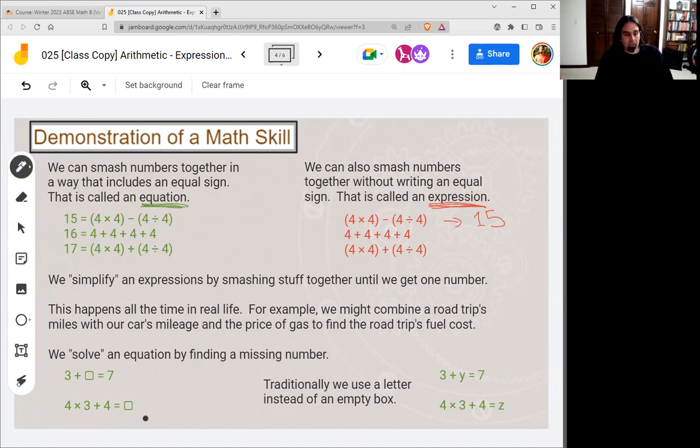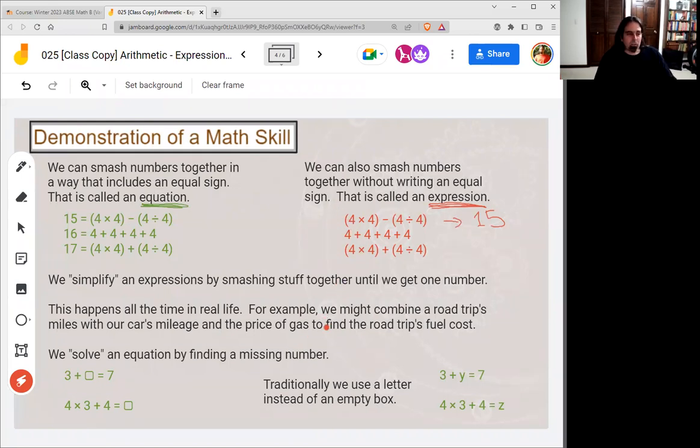This matters a whole lot later on because there are different tools we can use if we have an equal sign. You'll learn in algebra that we might subtract 3 from both sides of an equation, and then 3 plus something is 7 turns into something equals 4. But we can't subtract from both sides of an equation if there's no equation. If there's no equal sign to say there's something to this side of the equal sign and something to the other side, then we can't use that tool.